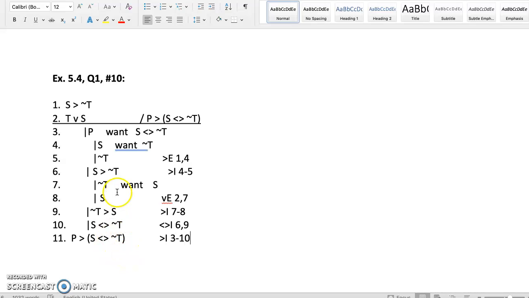All right. So again, the first number you get here, line 3, should always be the assumption that you started with. So we started on line 3 with P. We wanted this. The second number should always be where you got what you wanted. So we wanted S biconditional not T. We got that on line 10. So 10 is our second number. All right. So overall, we're trying to derive this conditional. That's the first assumption. But then we need to derive the biconditional since that's what we want. So we do 2 conditional introductions to get the biconditional, and that finishes our derivation.